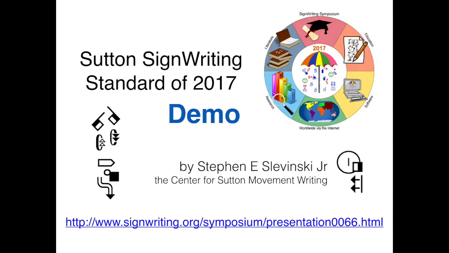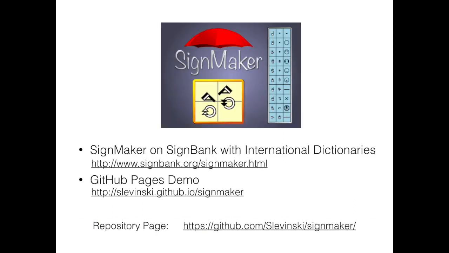Welcome to the demonstration portion for the Sutton SignWriting Standard of 2017. We will be using SignMaker 2017 to demonstrate the new fonts and characters. You can visit the first link on SignBank for SignMaker that includes a selection of international dictionaries, or you can visit the second link on GitHub to use SignMaker without any preloaded dictionaries.